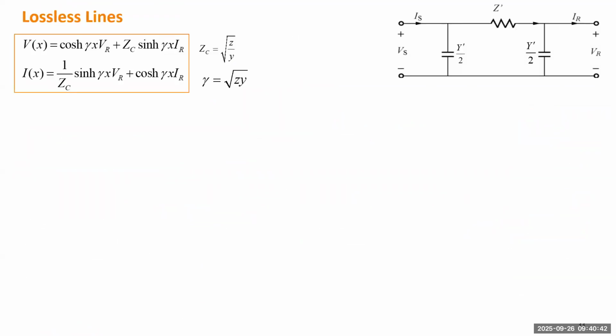Okay, so if we move on, let's talk about a special case of the long line, which is a lossless line, the line without any loss. We start from this accurate formula for any general line. We know that ZC is defined to be the square root of the division of lowercase z and y, and gamma is defined to be the square root of their product. When the line has no loss, both R and G will be zero.